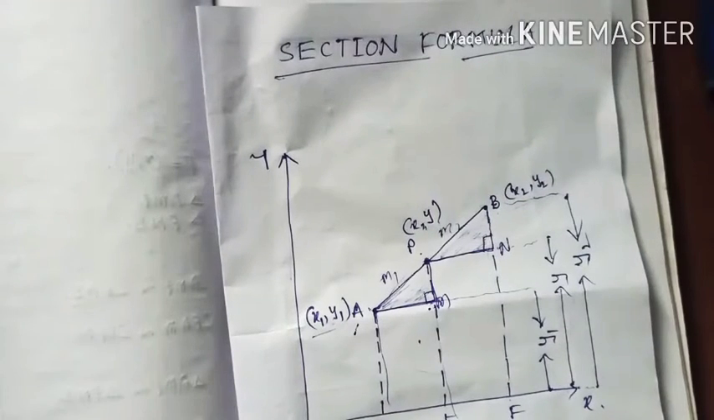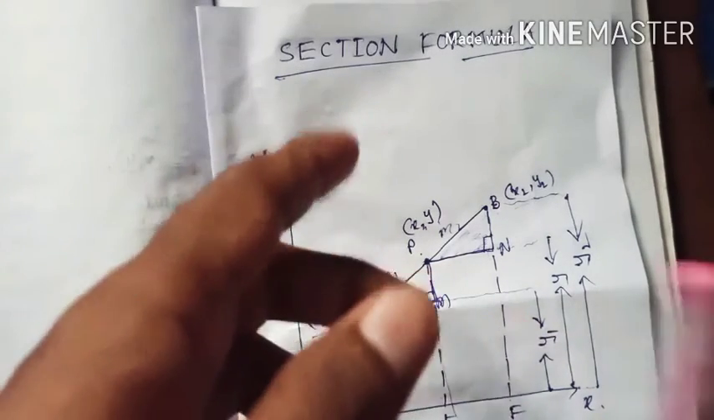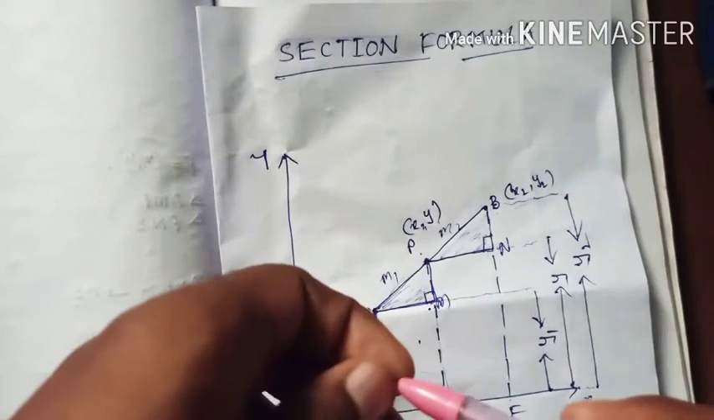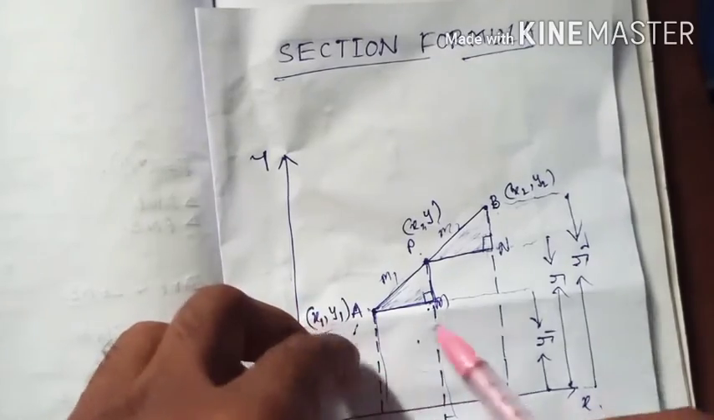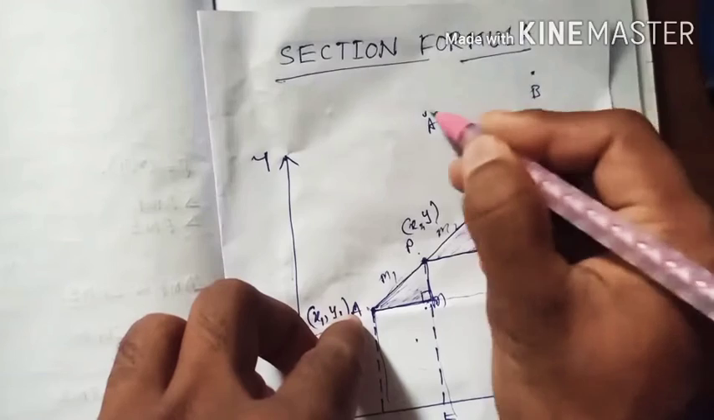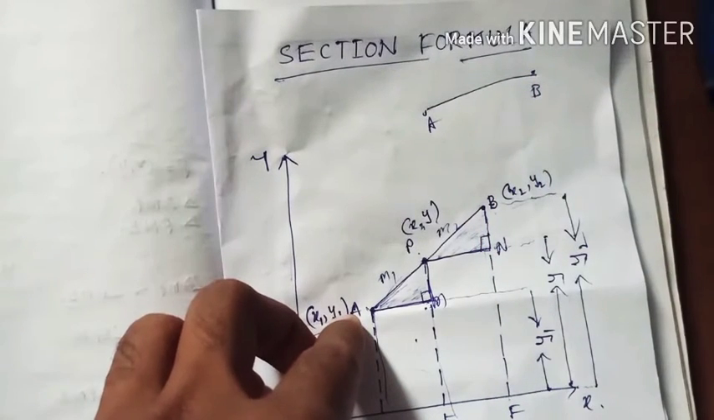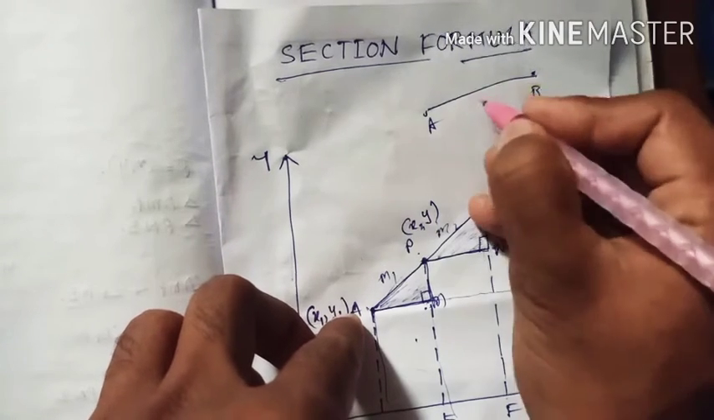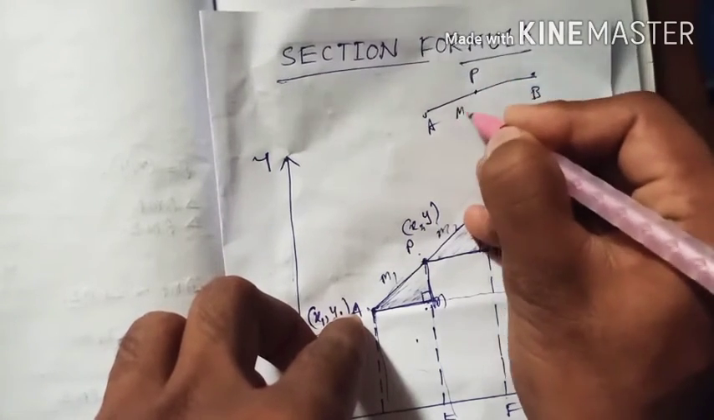Hello everyone, in this class we will discuss an interesting topic, that is the section formula. Suppose a mobile network company like Jio wants to set up a Jio tower between cities A and B, and it has to build a point P that divides the whole distance AB in the ratio of M1 is to M2.